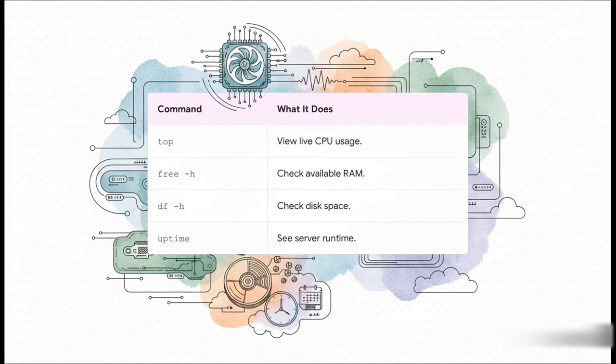These 4 commands right here are basically your server's vital signs monitor. top gives you this live, constantly updating view of what's hogging your CPU. free -h shows you how much RAM you have left, and that little -h is a lifesaver. It means human-readable, so you get gigabytes instead of some crazy long number. df -h does the same thing for your disk space. And uptime? Just a simple, satisfying way to see how long your server's been chugging along.